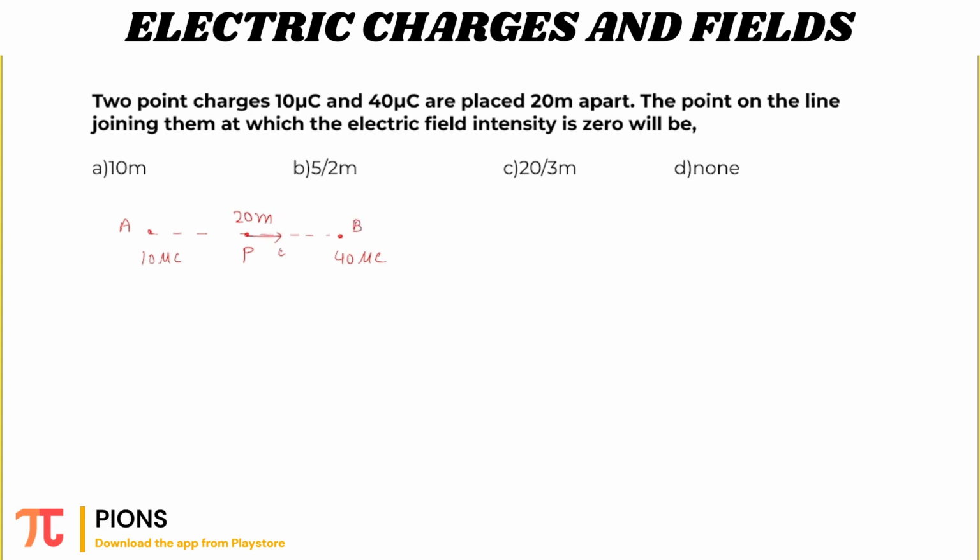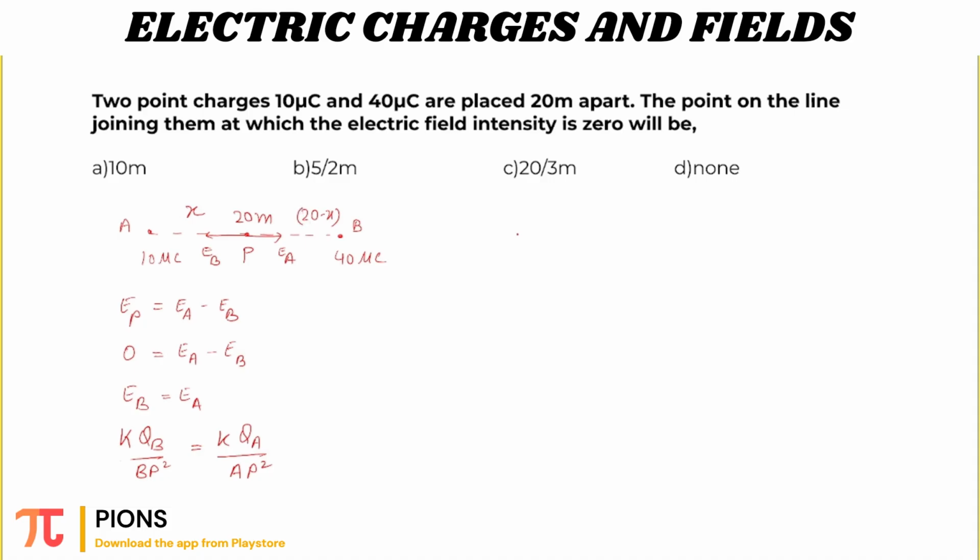Now the electric field due to A will be radially outward, and the electric field due to B will be radially outward. So the electric field at point P will be the electric field due to A minus the electric field due to B. It's already given that EP is 0, so 0 equals EA minus EB, and taking EB to the left hand side, EB equals EA. Now EB is K QB upon BP square, and that equals K QA upon AP square. Let's take AP as X, so BP will be 20 minus X.